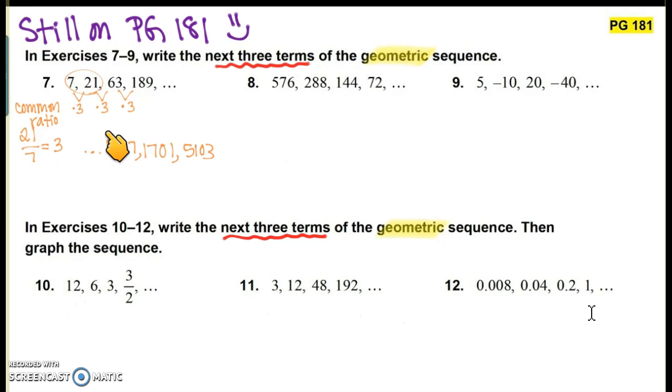And so that's going to be your objective for number 8, number 9, number 10, 11, and 12. Figure out what number you're multiplying by. If you can't figure that out just by looking at the numbers, then it's okay to divide the first 2 numbers, and that will give you the number you're multiplying by. And then you use that to find the next 3 terms.